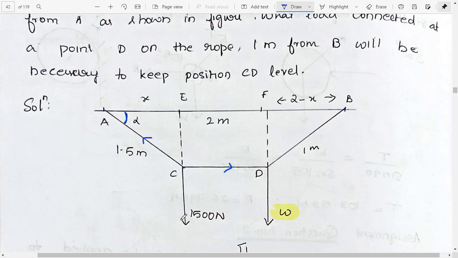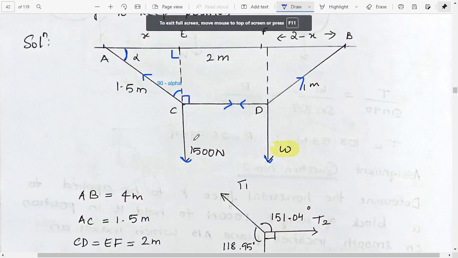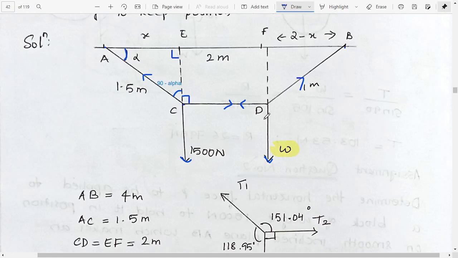So this is what it is. And here we need to find a tension force like this. Then there will be a force from this side, and there will be a force like this, and W is what we need to find. So pause this video, do it yourself, and come back. You must have completed it, or you must have got some idea, or you may be stuck somewhere. So let us look at it.